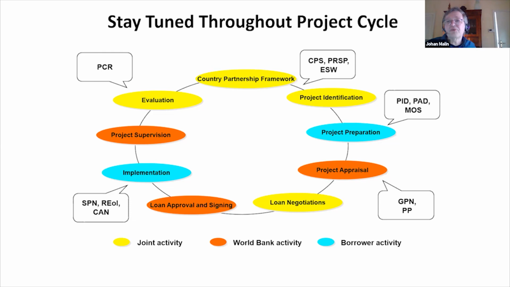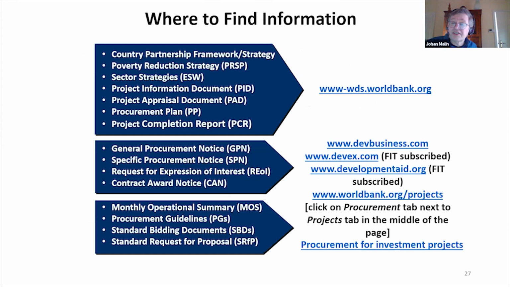The monthly operational summary, which tells you which projects will come up. And then the project identification document and the project appraisal document, I forgot what the A is for. But anyway, all those documents give you a lot of information on the project, and can give you an idea if you are able to sell or not. These are all links you can follow if you have a particular interest for the World Bank.